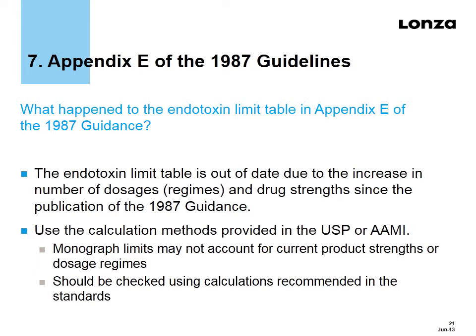Monograph limits may not account for current product strengths or dosage regimes, and endotoxin limits should be checked using the calculations recommended in the standards. The FDA will no longer allow submissions to contain references to the endotoxin limits found in Appendix E. The FDA wants to see the actual calculated limits based on K/M, including how the calculation was done for each product. You must show the math in the submission.